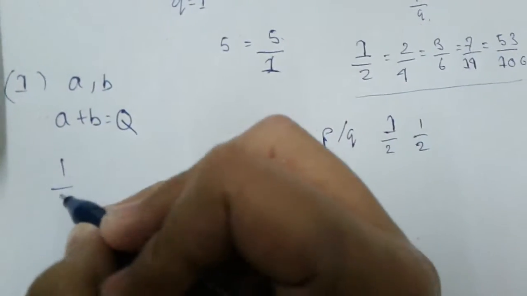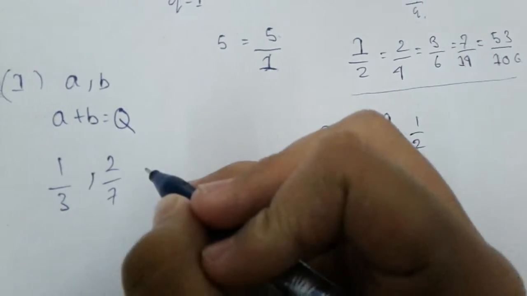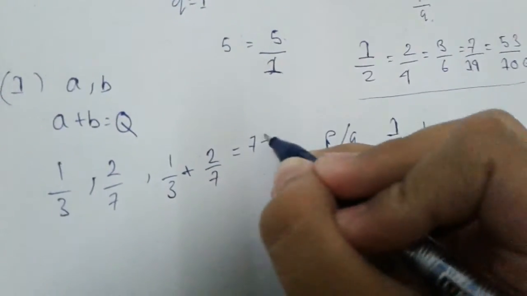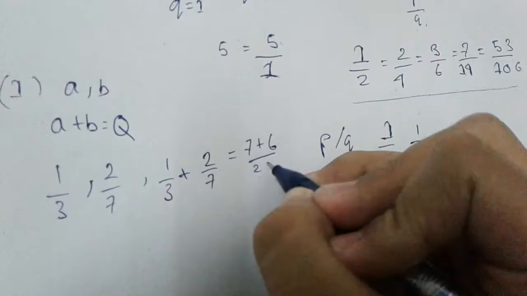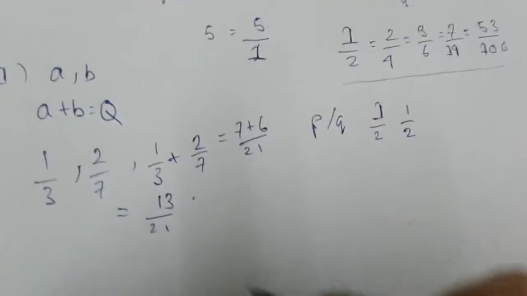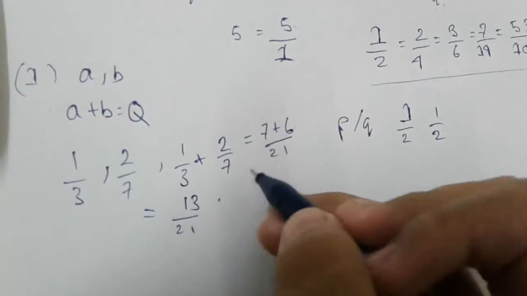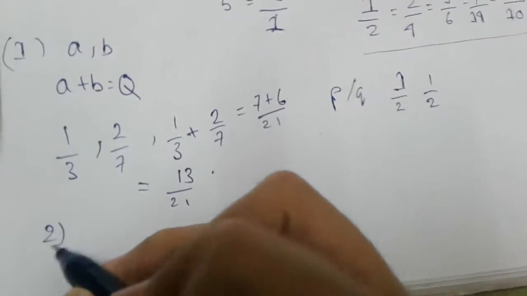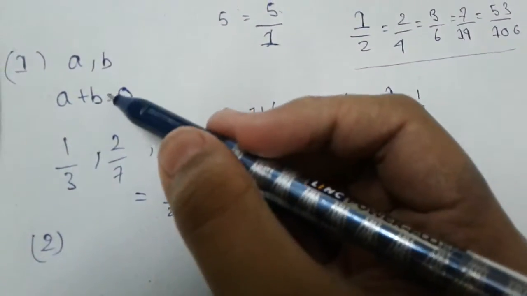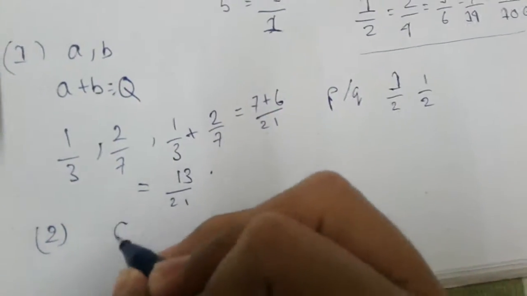For example, 1 by 3 and 2 by 7 are rational numbers. Therefore a plus b, that is 1 by 3 plus 2 by 7, is equal to (7 plus 6) by 21, which equals 13 by 21, which is a rational number. So if a and b are two rational numbers, then a plus b is also a rational number. The second property: if a and b are any two rational numbers and we subtract them, we also get a rational number.